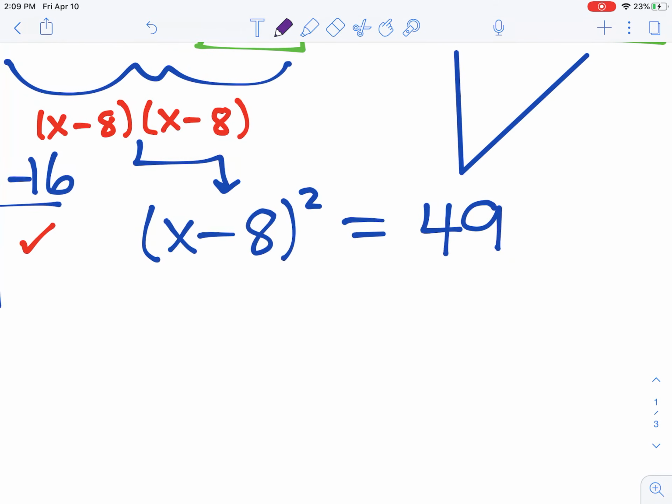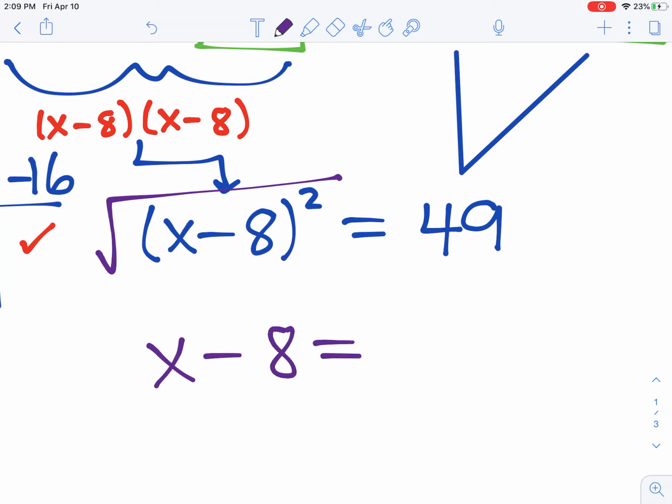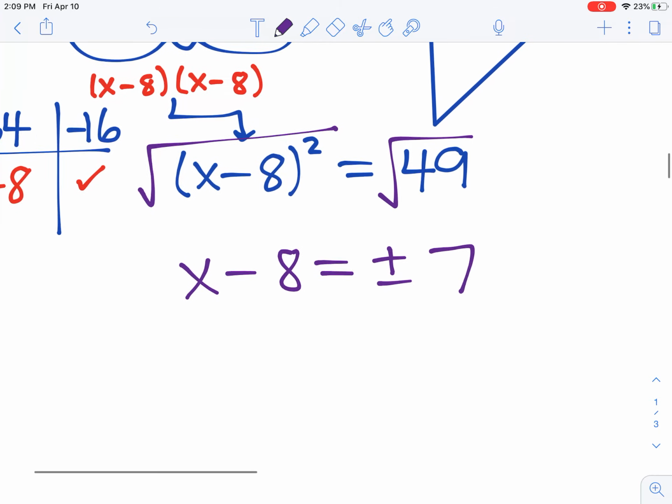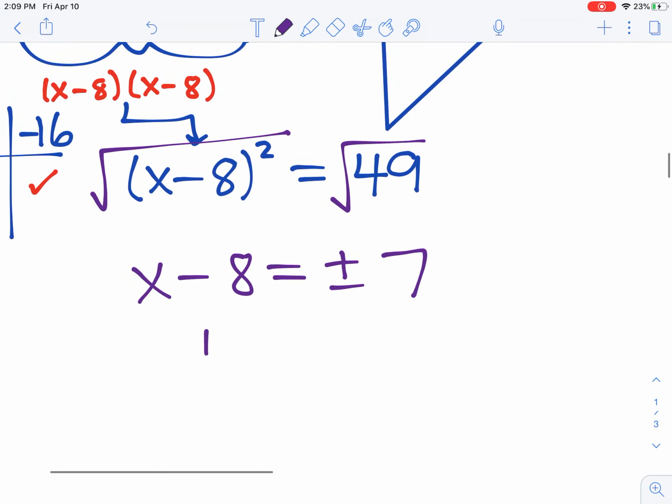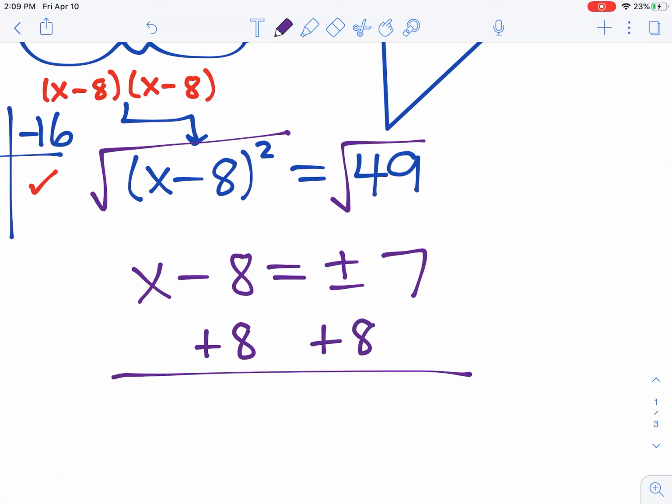So we have a quantity squared. To get rid of the squared portion, we just square root each side, which would leave us with the x minus 8. We square root 49. Remember, the value under is positive, so we put plus or minus. Square root of 49 is 7. To finally get x completely by itself, we add 8 to the other side.